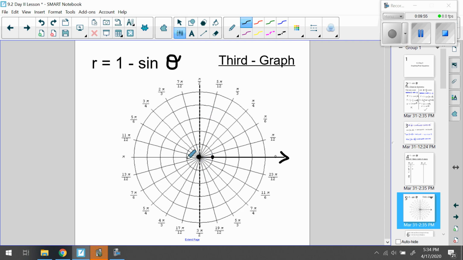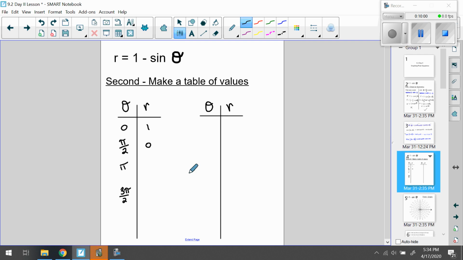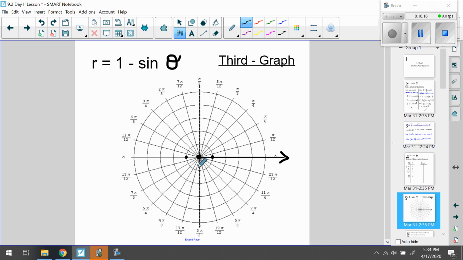Over this line, so that means pi is also going to be 1. So without even really working that, and that's kind of the whole reason we do this symmetry checking, is because it'll help us find pairs of points and graph more efficiently. 3 pi over 2, the sine of that is -1, so 1 minus -1 will be 2, so we can go ahead and plot that point.